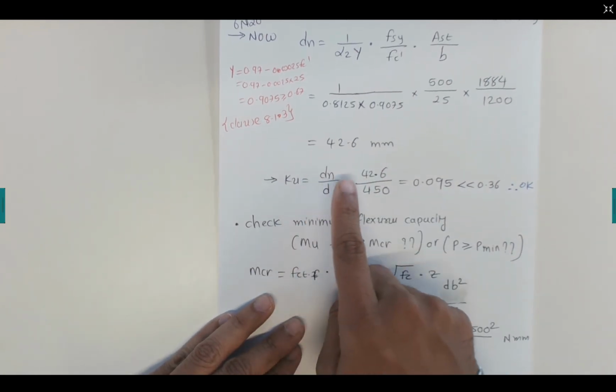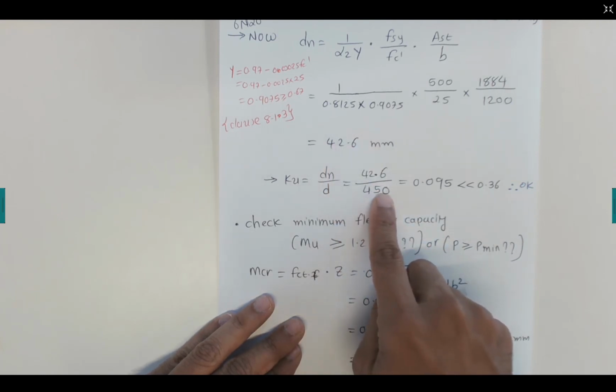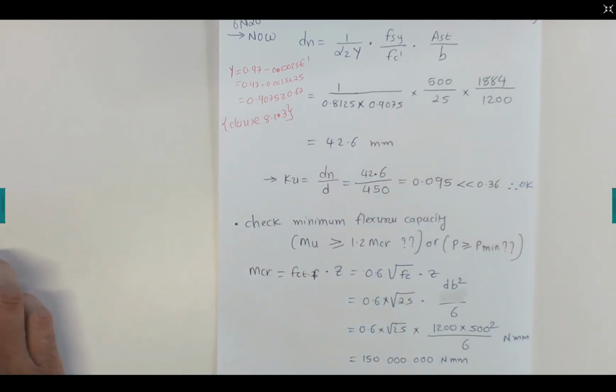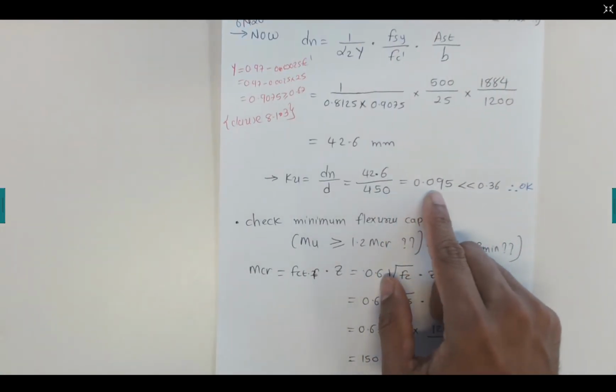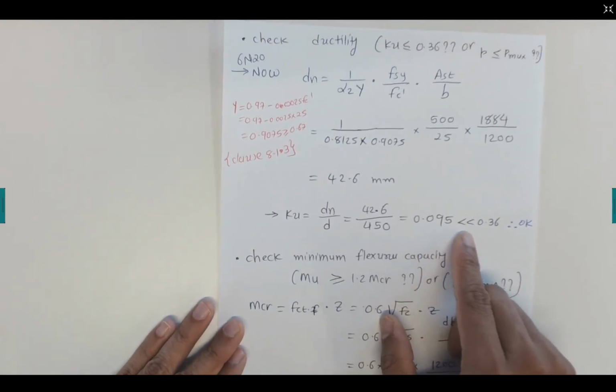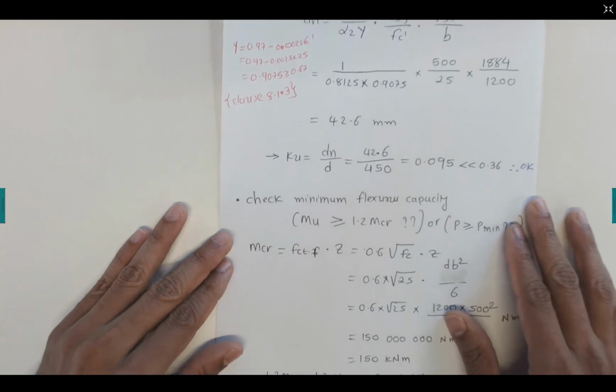Now ku has the equation dn over d, so 42.6 over d, where d is 450 millimeters, as we did here. It gives us 0.095, so it satisfies the ductility condition of being less than 0.36, so that is okay.